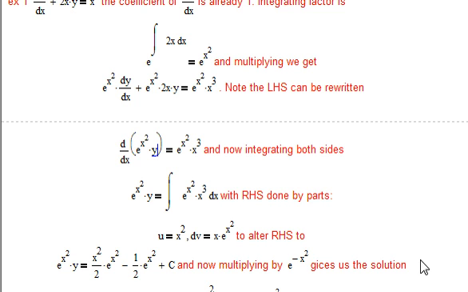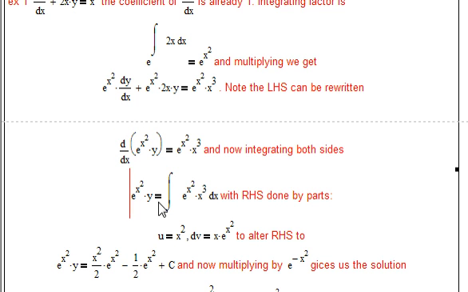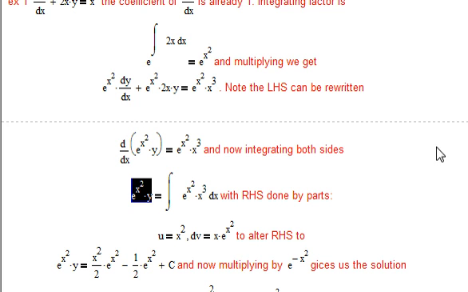Now we have the derivative of e to the x squared times y equals e to the x squared times x cubed. So in order to remove this derivative, we can integrate both sides. The integral of a derivative is the function itself, and here it is, e to the x squared times y. We will be integrating this side, which is going to be done by parts.